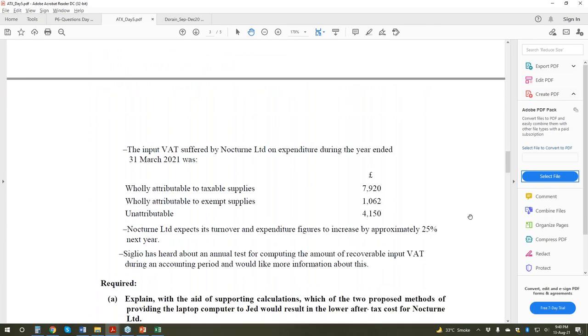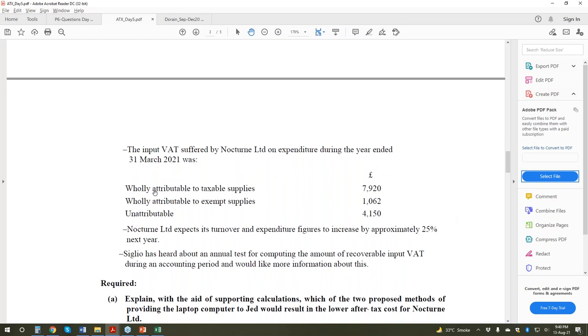The input VAT suffered by Nocton Limited on expenditure during the year ended 31st March 2021 was: wholly attributable to taxable supplies, 7920; wholly attributable to exempt supplies, 1062.